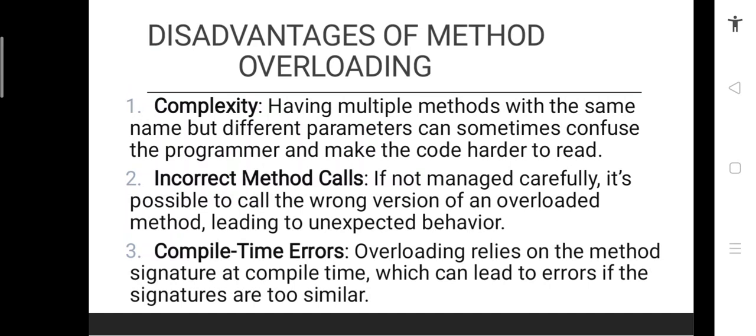Incorrect method calls. If not managed carefully, it's possible to call the wrong version of an overloaded method, leading to unexpected behaviors. See, overriding method, okay? If the superclass is missing something, there's going to be a problem. We cannot get the exact output which we want. It will have some variation. The outputs will not be connected to each other, so we get confused and have to correct it. It will be called incorrect method calls if there is something wrong with the subclass.